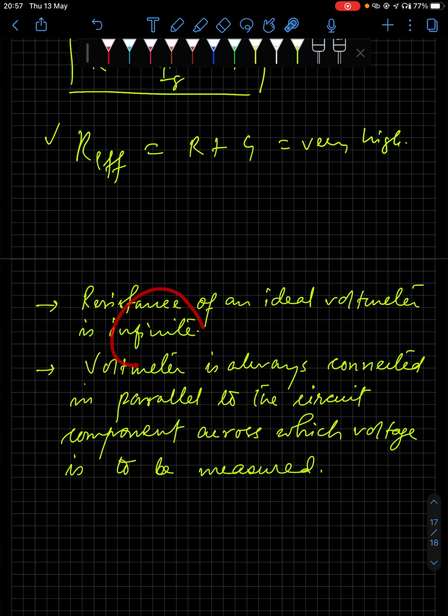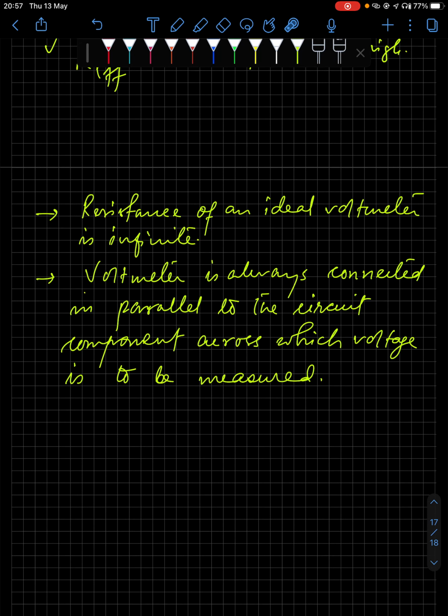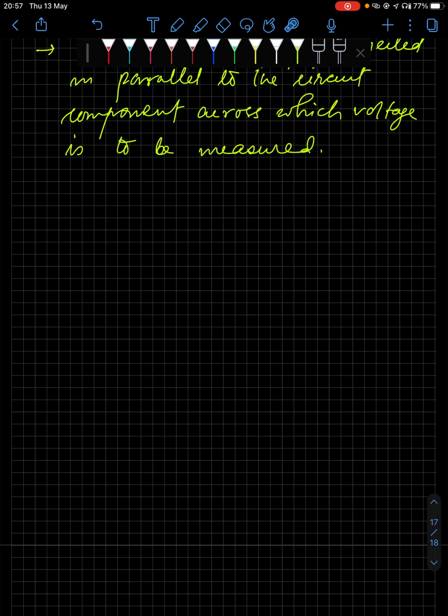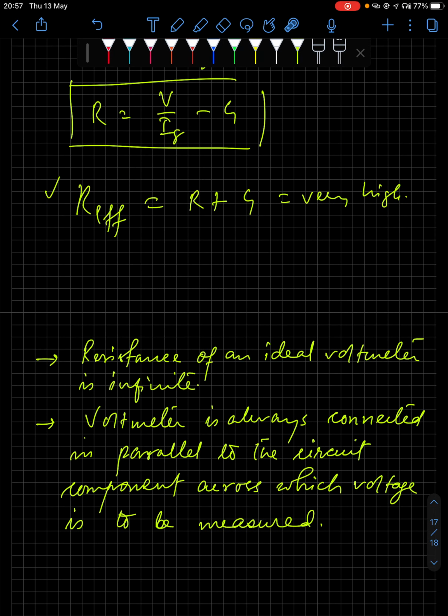An ideal voltmeter will have infinite resistance, and a voltmeter is always connected in parallel to the circuit component across which you wish to measure the voltage. So that's what we have in the theory of this chapter.